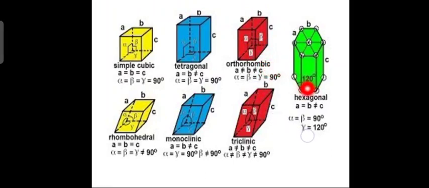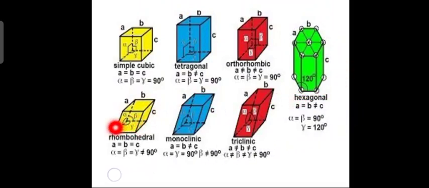Hexagonal, you can see the hexagonal structure here. A equals B, the bond length is the same here. A equals B, but B is not equal to C. C is longer, correct? This is the long side. This A and B are the same, but C is longer, not equal to C. Alpha and beta equal 90 degrees, but gamma is 120. This is gamma, 120, but alpha and beta are 90 degrees.